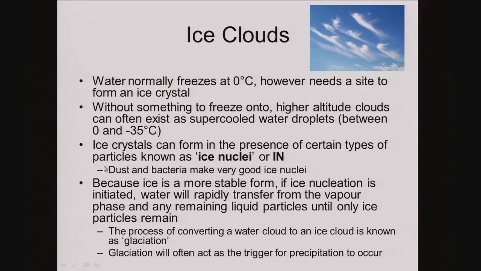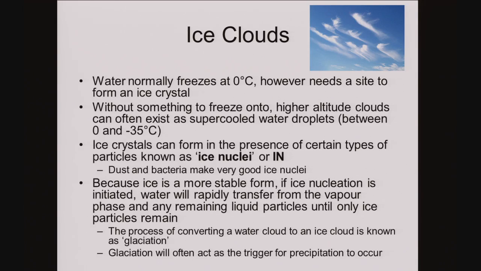Dust in this context might mean, for example, desert dust. So desert dust which is swept into the atmosphere by strong dust storms and transported across the globe. These can be good ice nuclei. And because ice is a more stable form at temperatures below the triple point, below 0 C, if ice nucleation is initiated by these ice nuclei, water tends to rapidly transfer from the vapour, and liquid particles will evaporate and it will all go to the ice phase.